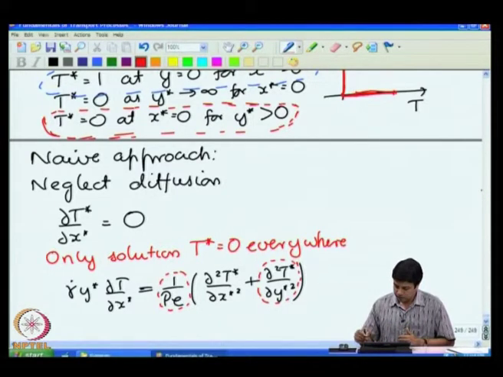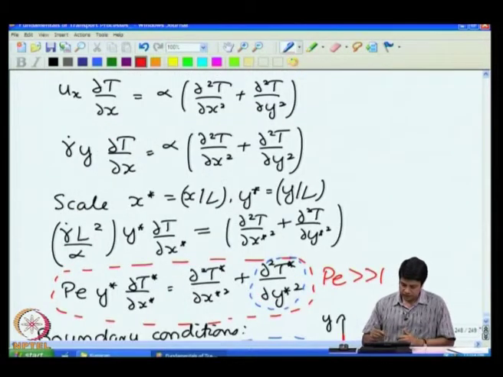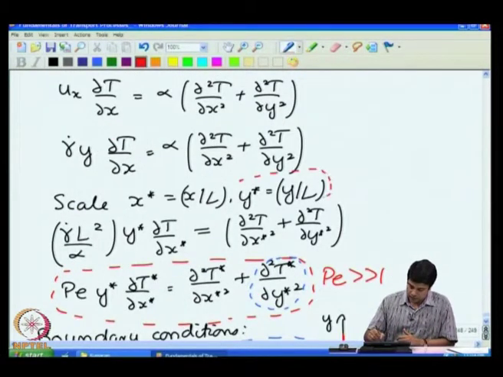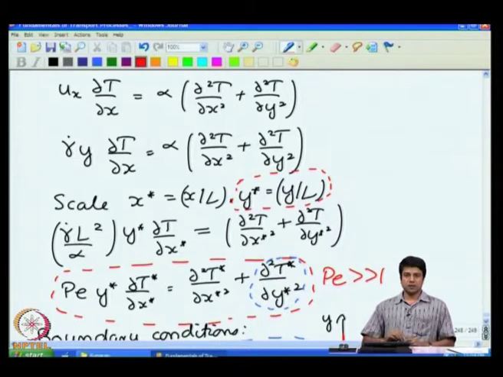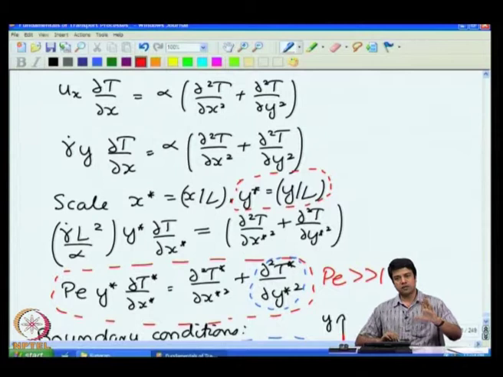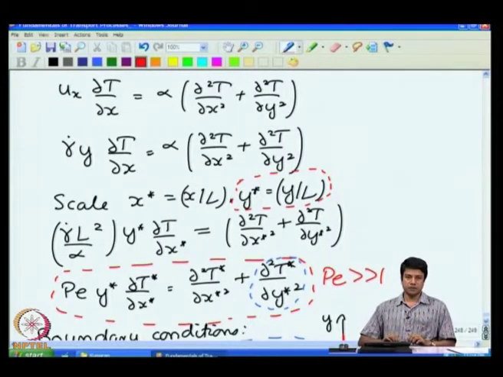Note that when I did the scaling here, I implicitly assumed that y star is equal to y divided by L. That means the length scale for variation of temperature in the y direction is equal to L. So, when I did the scaling in this manner, I have implicitly assumed that L is the length scale over which the temperature varies in the y direction. On that basis, I did my scaling, and then I found out that convection was large compared to diffusion, and therefore, I tried to neglect the diffusion term.